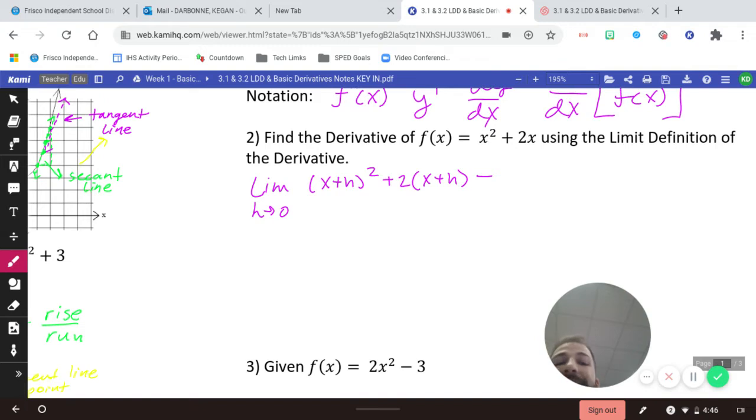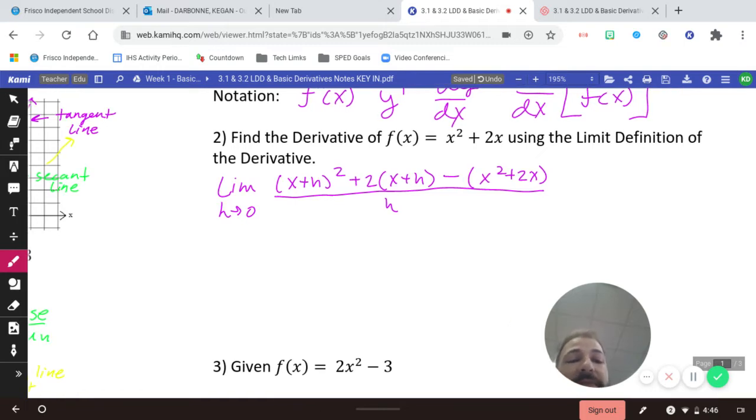Okay, minus f of x, so minus x squared plus 2x, all over h. Okay, now I've got to simplify it a bit. So this is equal to (x plus h) squared. Just FOIL that out and you get x squared plus 2xh plus h squared. Then distribute the 2, so plus 2x plus 2h minus x squared minus 2x, all over h.